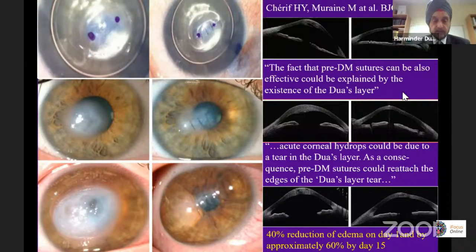And that's what he did with the mattress sutures. And then he said, and his comments are there for you to read, that the fact that the pre-Descemet sutures can also be affected explains the existence of the Dua's layer, and so forth. And it got a very rapid reduction in hydrops.